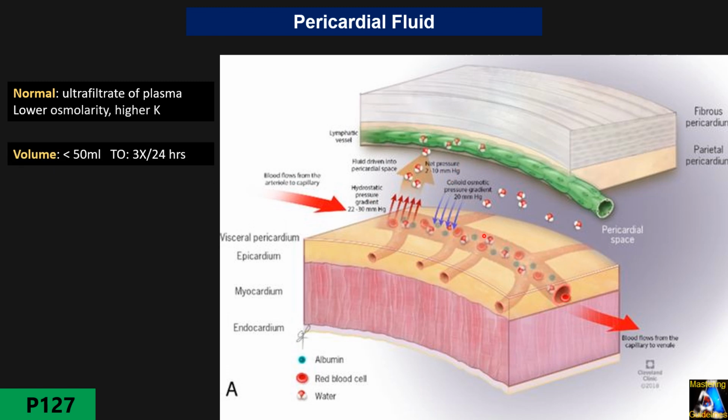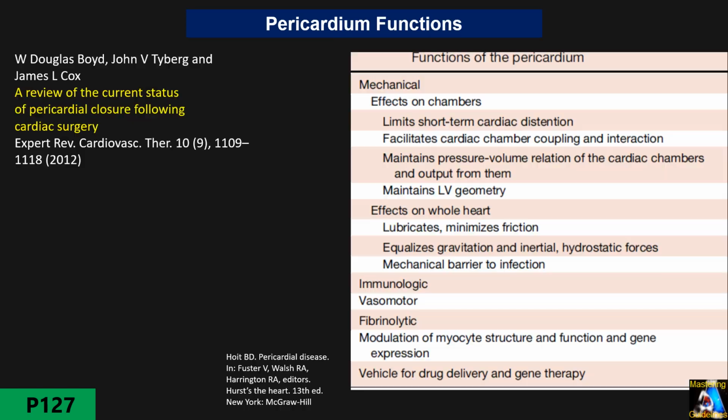The amount of normal fluid in the pericardial cavity is usually 20 to a maximum of 50 milliliters, and during 24 hours it is turned over or renewed at least 3 times. The major white blood cell in pericardial fluid is lymphocytes, a little higher than in the blood. More than 10 functions and roles have been explained about the pericardium.